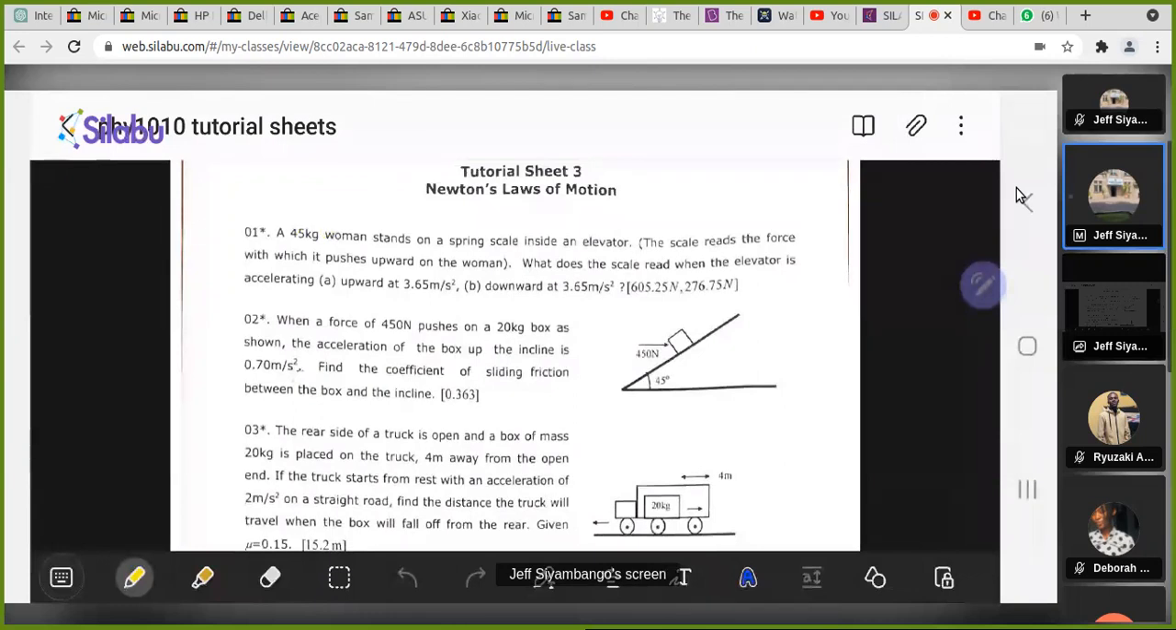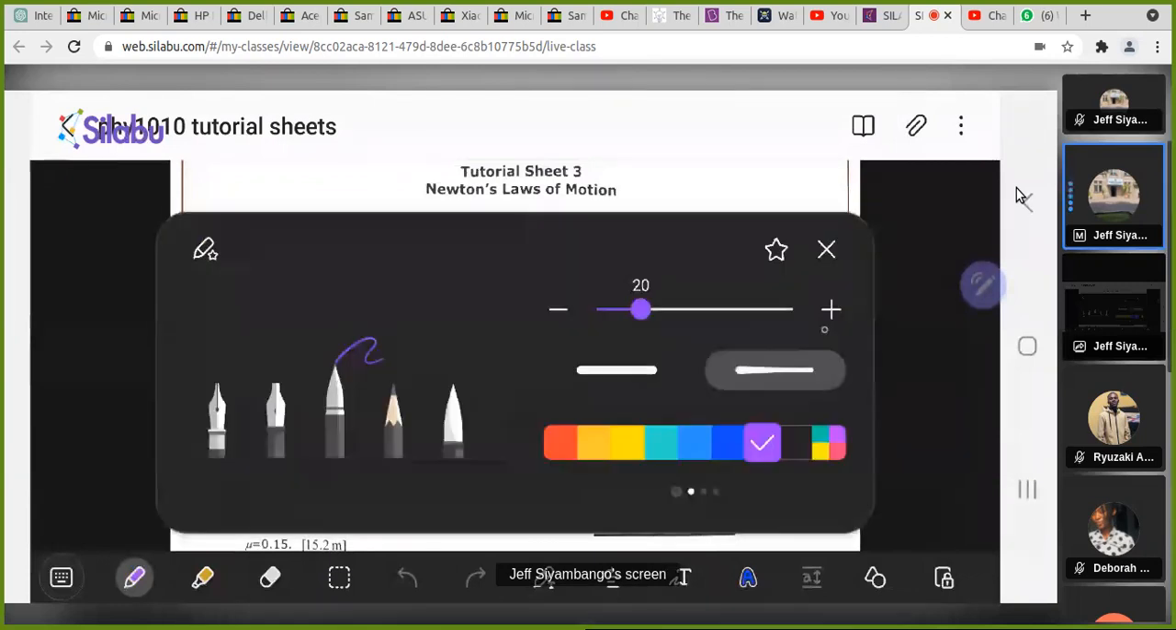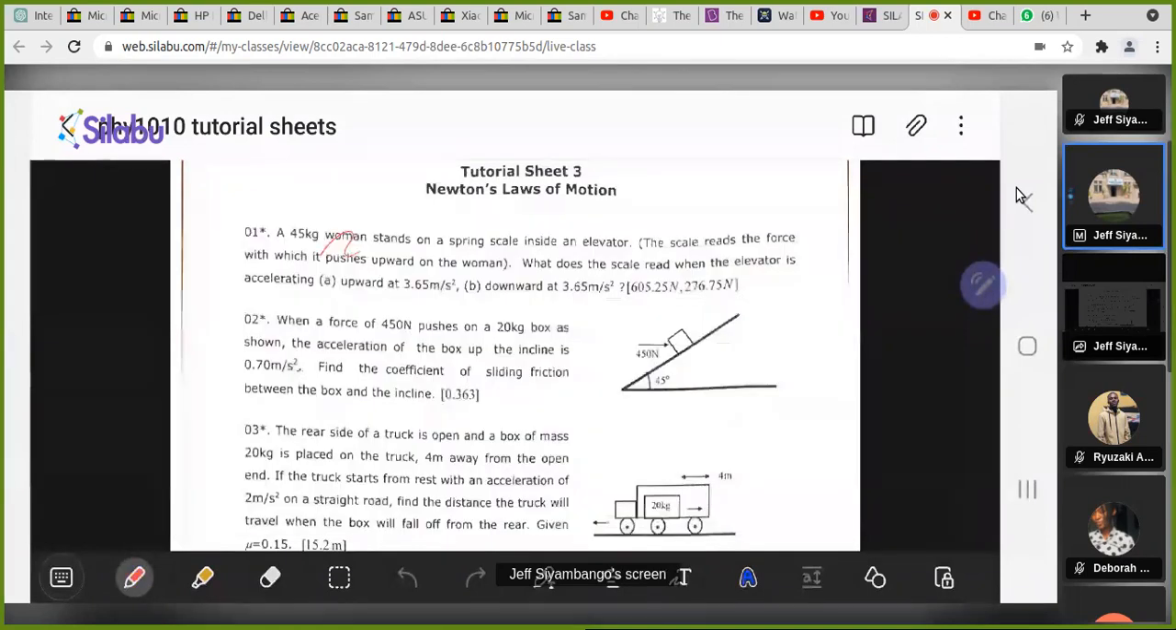So this woman stands on a spring scale inside an elevator. So the scales, they read the forces with which it pushes upwards on the woman. See, this statement is very, very important. It tells you exactly how you answer this question. So to answer this question, I will be using this statement. That is where our answer will lie. The question is telling us to say that the scale reads the force with which it pushes upwards onto the woman.